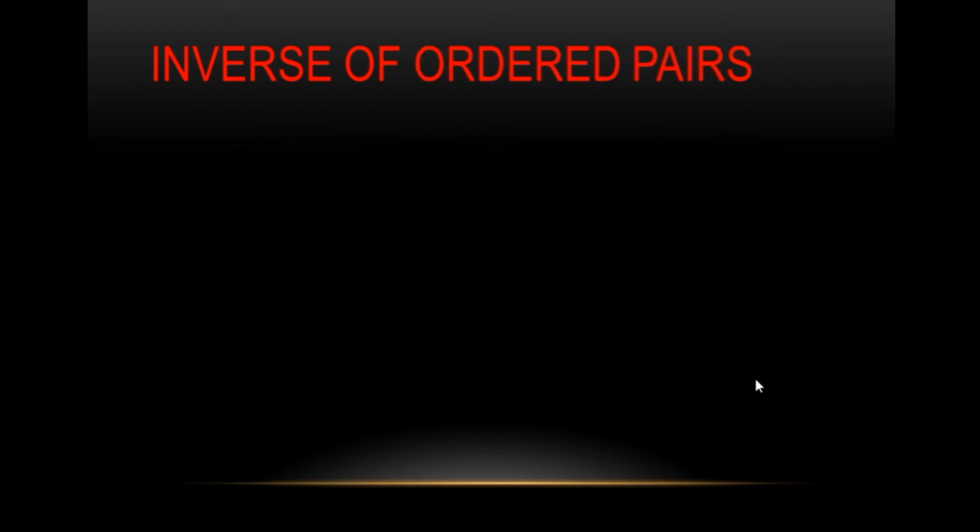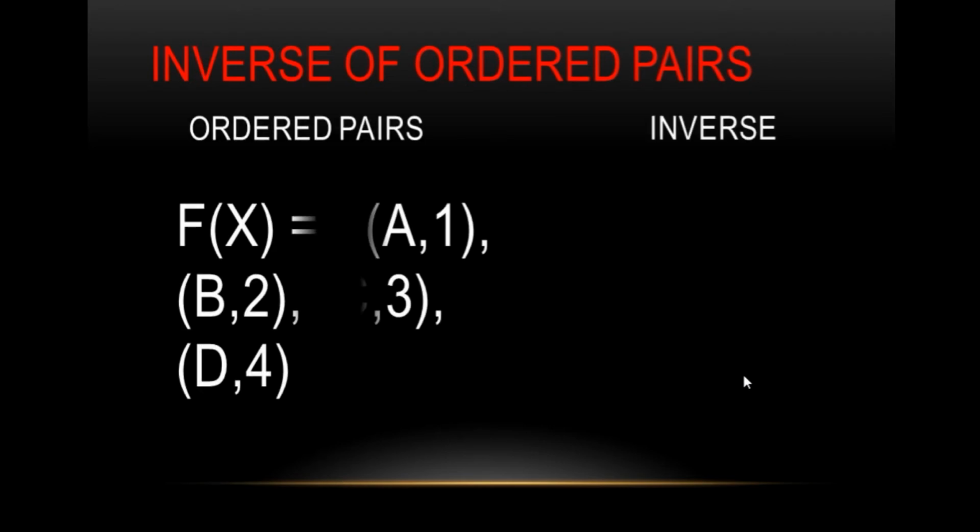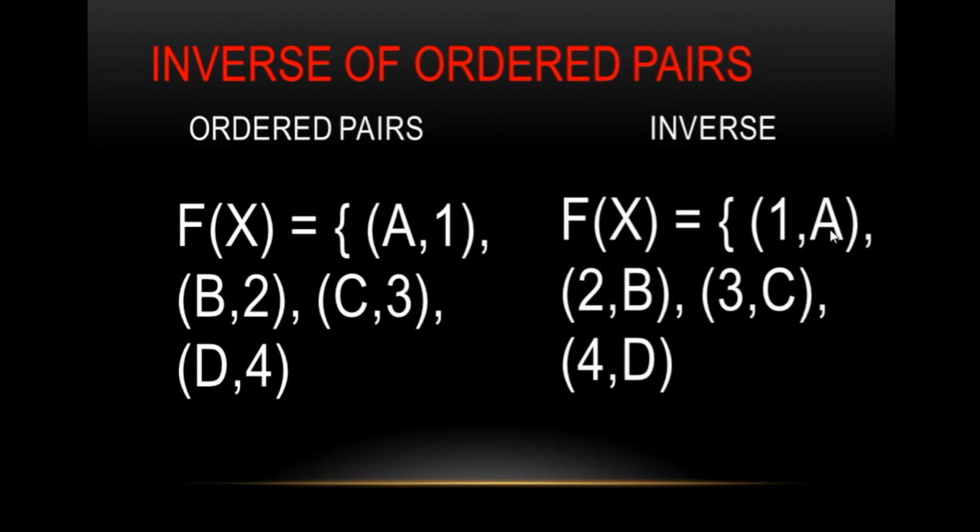Pag ordered pairs naman, pagpapalitin mo lang ng pwesto yan. So, A1, B2, C3, D4. Lahat ng A, B, C, D or our x values magiging y values sa inverse. So, mangyayari sa kanya, 1A, 2B, 3C, 4D. Ganun kasimple. When it comes to tables and ordered pairs, ganyan lang siya kasimple.